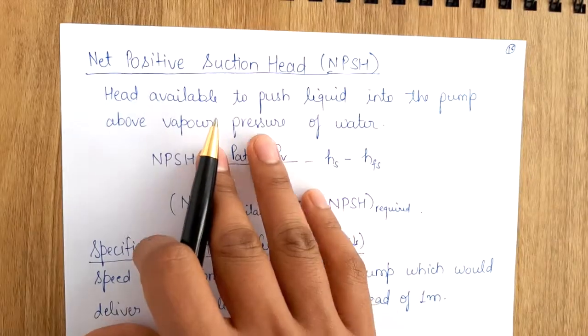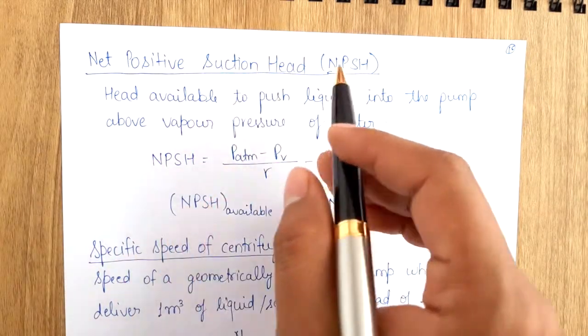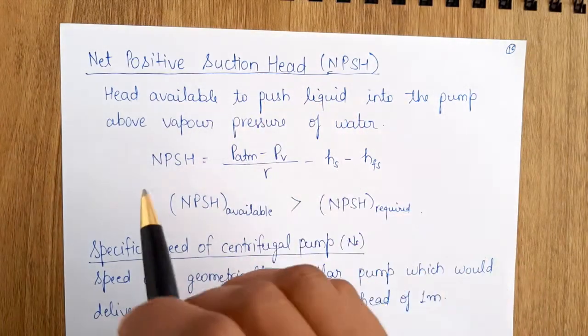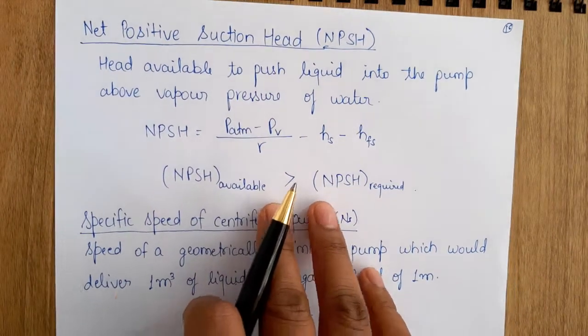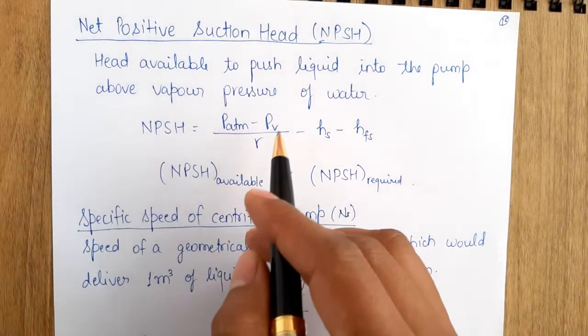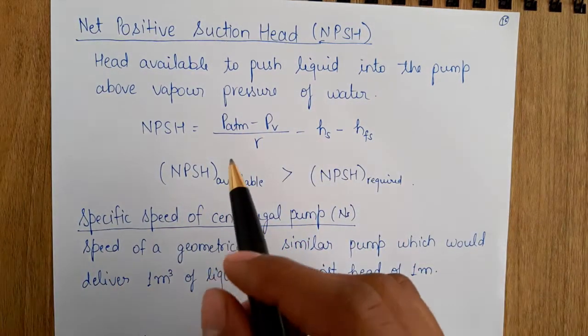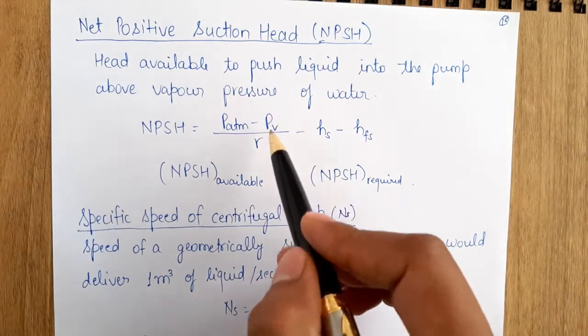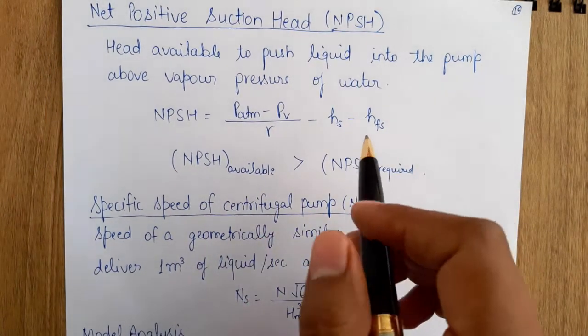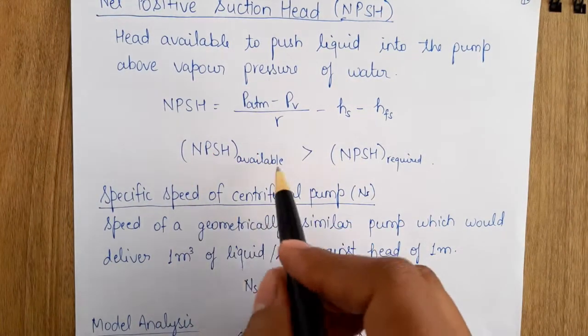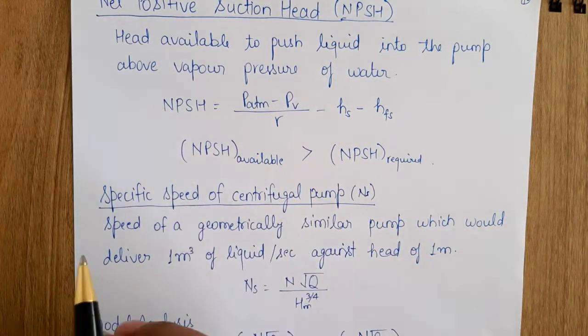Now we have NPSH, that is net positive suction head. This is the head available to push liquid into the pump above the vapor pressure of the water so that cavitation cannot occur. This NPSH value can be given by P atm minus Pv upon gamma minus Hs minus Hfs. This is atmospheric pressure, this is vapor pressure, gamma we all know, this is suction head, and this is the head due to frictional losses. Now NPSH available should be more than NPSH required so that cavitation cannot occur.